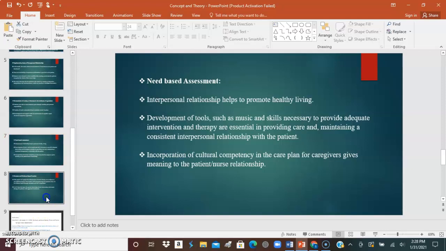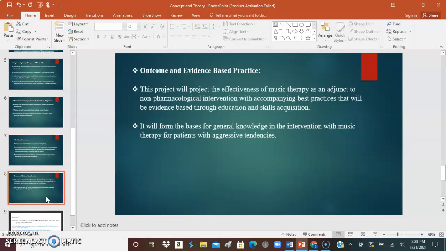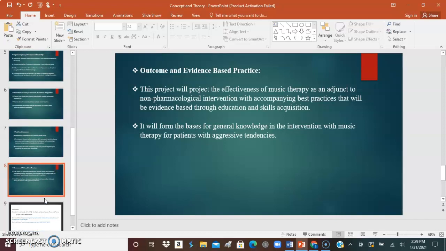patient/nurse relationship. This project will project the outcome and evidence-based practice, the effectiveness of music therapy as an adjunct to non-pharmacological intervention with accompanying best practices that will be evidence-based through education and skill acquisition. It will form the basis for general knowledge in the intervention with music therapy for patients with aggressive tendencies.